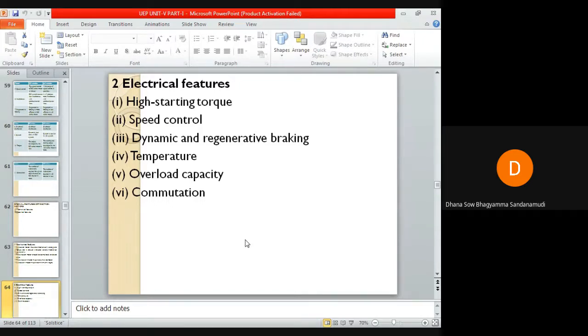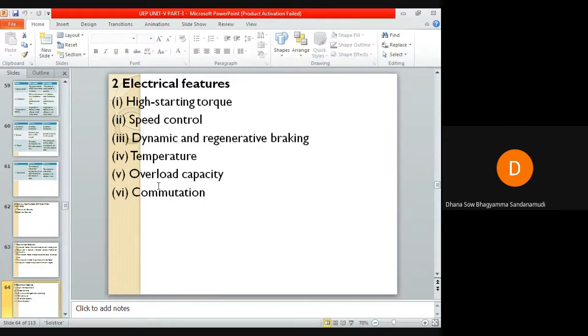So next is temperature. The traction motor should have the capability of withstanding high temperatures during transient conditions. So the traction motor should be able to withstand high temperatures during transient conditions.